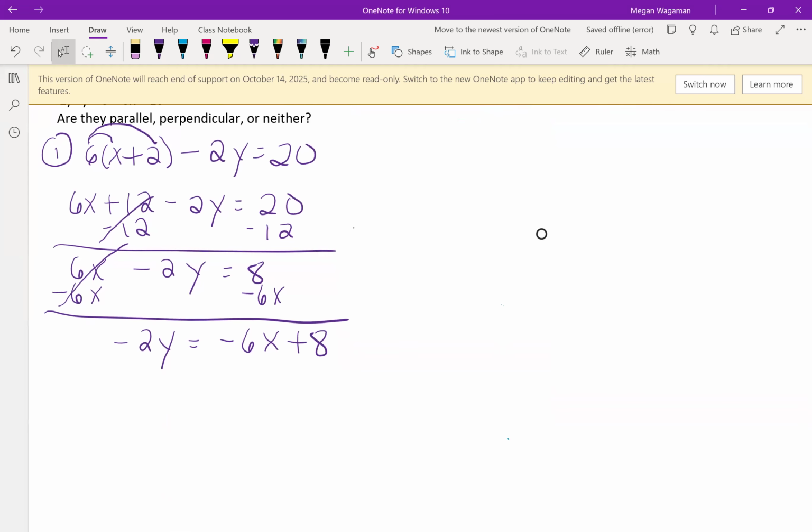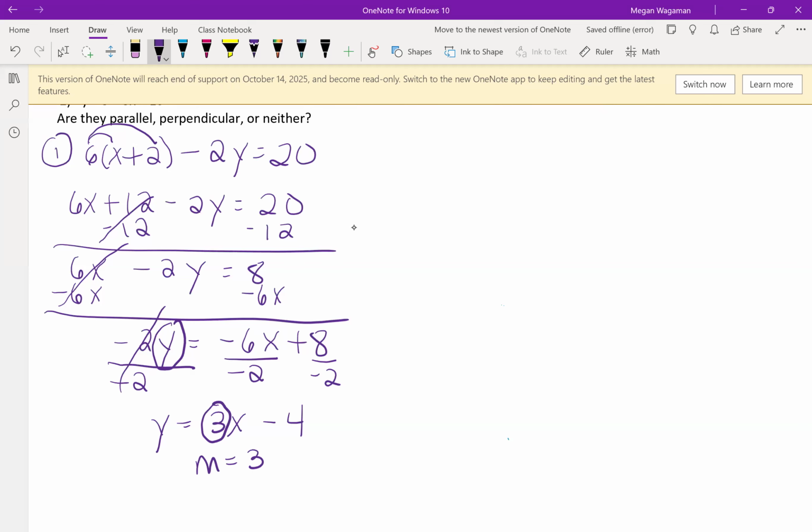So I'm getting pretty close now. I want y all by itself. Right now y is multiplied by negative 2. I've got to divide by negative 2 to cancel that out, make it just 1y. But I need to do that to every term. So I do it here, I do it here. So I have y equals 3x minus 4. And now it's in that mx plus b form. And here's my m. This coefficient of x is the slope of the line. So the slope of line 1 is equal to 3. Since it's the first one, I'm going to put a little m1 here. So the slope of line 1 is 3.